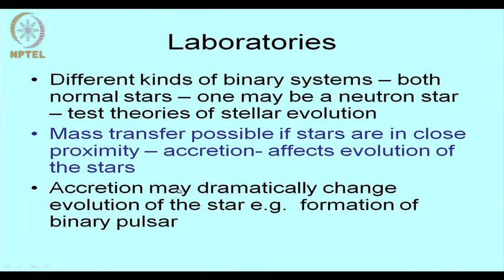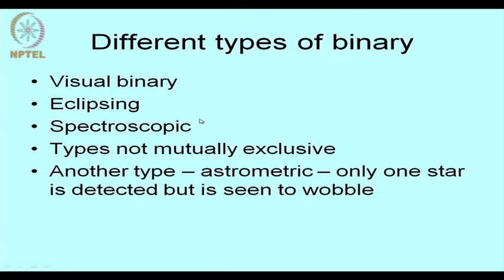And accretion may also dramatically change the nature of the stars. For example, there are binary stars called binary pulsars. Some of these are formed during accretion in binary systems, very high millisecond binary pulsars. So, a variety of phenomena take place in binary systems, and one can study the interaction between different kinds of stars using binary stellar systems.